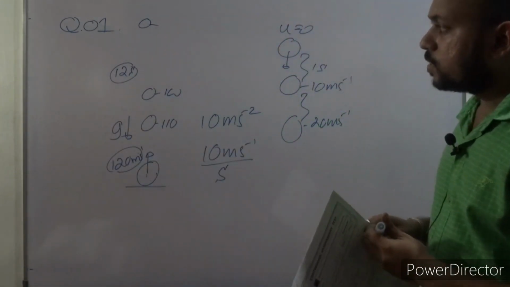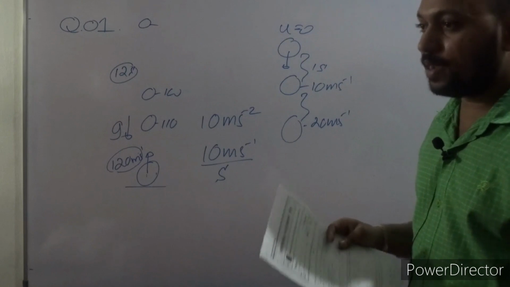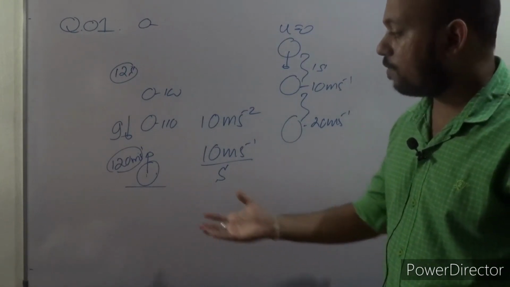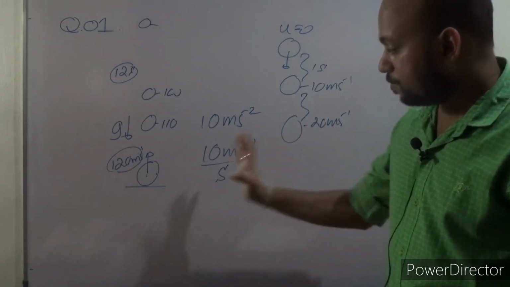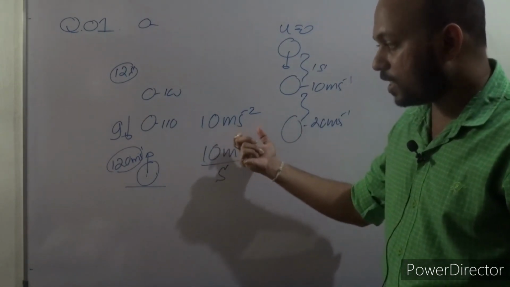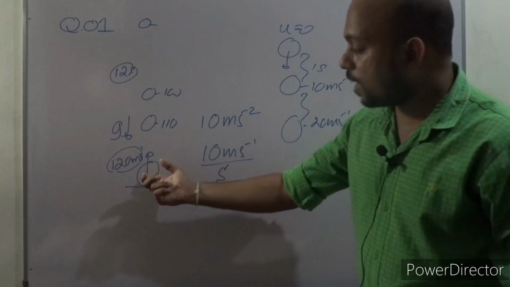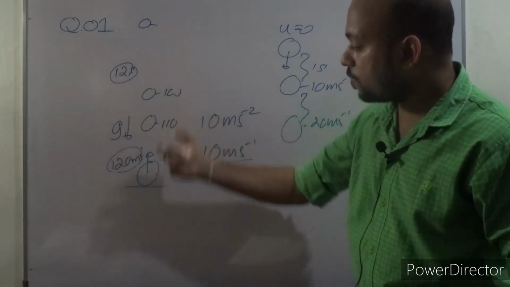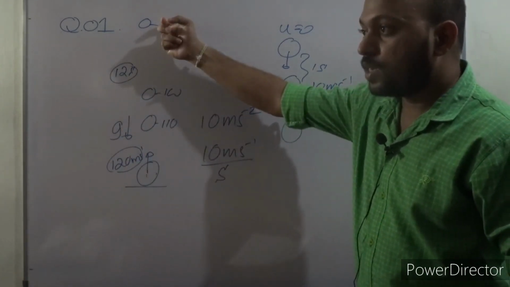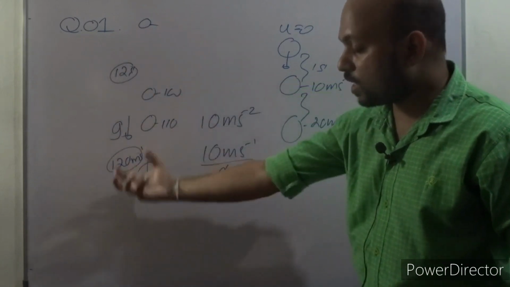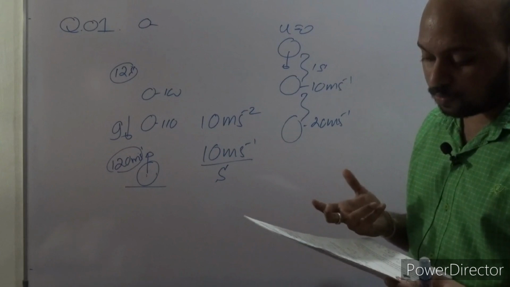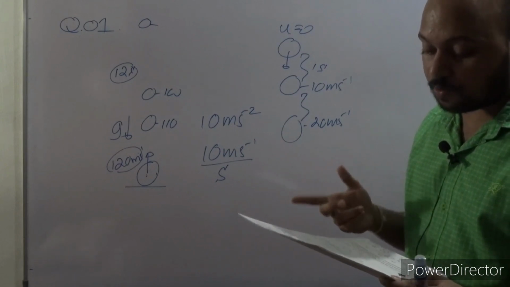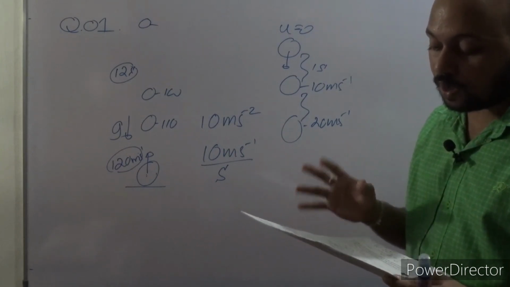So here, for the time taken, there is no need to apply the equation of motion. If you know the exact meaning of the gravitational acceleration, you can get the time taken to reach the maximum height based on that definition. Okay, now here it asks about the distance traveled by an object thrown vertically upward with a velocity of 120 in the 9th second.